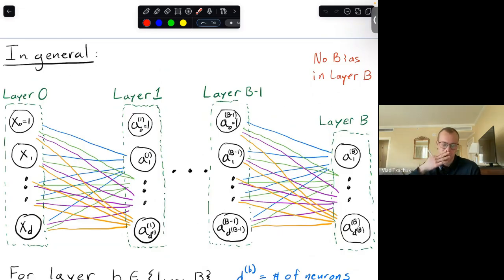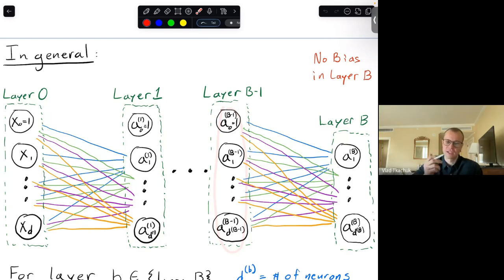And those things were the number of layers, which was b, and that can be chosen to be whatever you want. And then the number of neurons in each layer, so how many neurons you have in a layer, that was d to the power of layer number. So each layer can have a different number of neurons. That's an important other parameter to describe a network.